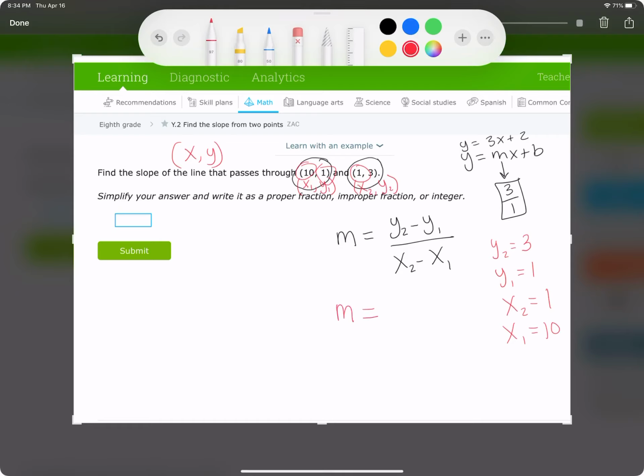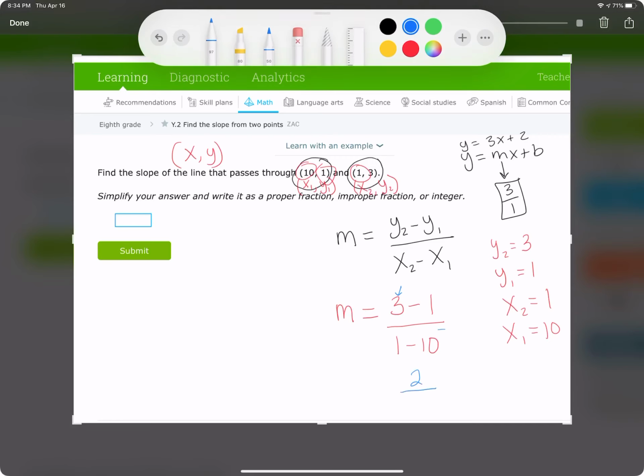M equals, and remember, M represents slope in these formulas. And so I'm going to plug in the numbers. Y2 is 3. Y1 is 1. So 3 minus 1 is on top. And then on the denominator, we have 1 minus 10. Now remember, when you have 3 minus 1, you can subtract that because 3 is bigger, right? So 3 minus 1 is just 2.